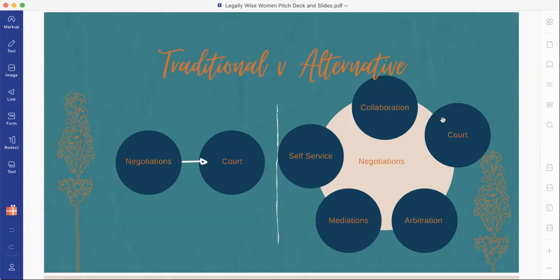Now, with an alternative approach to dispute resolution, it's more of a mismatch, so to speak, because we have all these elements involved with negotiations as the primary focus. And you might do a number of things and they might not be in any particular order, and you might come back to another process after a while. So self-service or self-negotiation is also an important part of negotiations, so that you also understand the negotiation process.